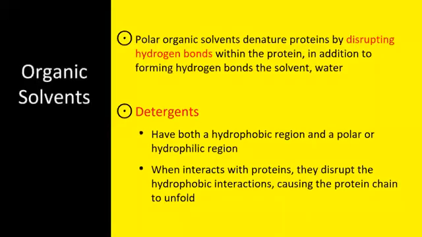The next one is our organic solvents. They are polar organic solvents in nature, and they denature proteins by disrupting hydrogen bonds within the protein, in addition to forming hydrogen bonds. The solvent example is water. So once water is added, it can disrupt our protein structure since it can interact with our hydrogen bonding.